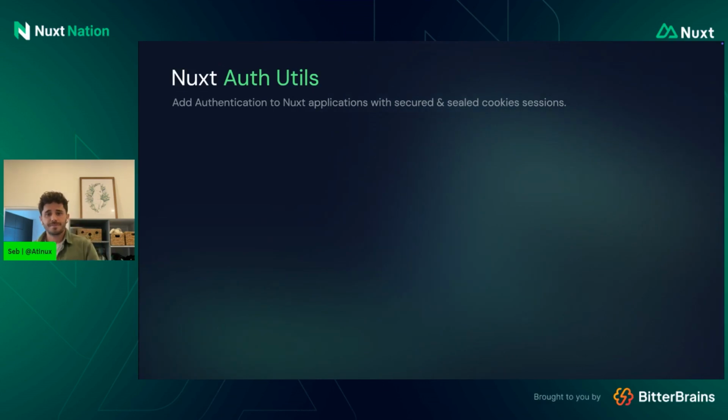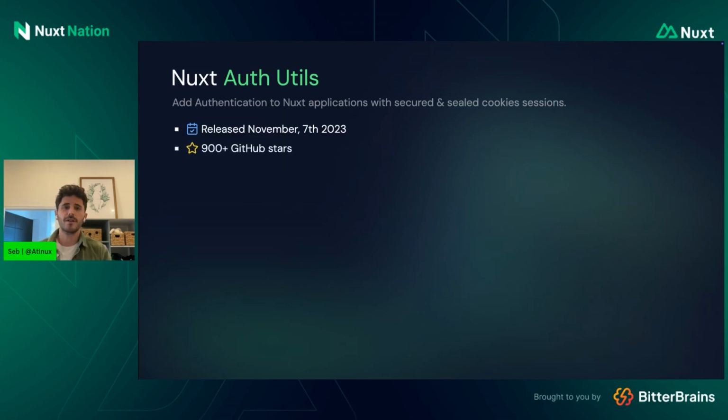So Nuxt Auth Utils leverages secured and sealed cookies to manage user sessions. I released it a year ago. It is open source and now has more than 900 stars on GitHub. In a year, I've seen more than 100 pull requests, so it's less than one every 3 days, but still it's nice to see the community engaging.